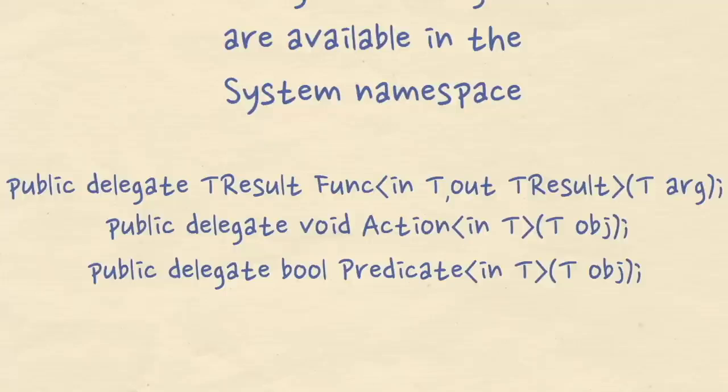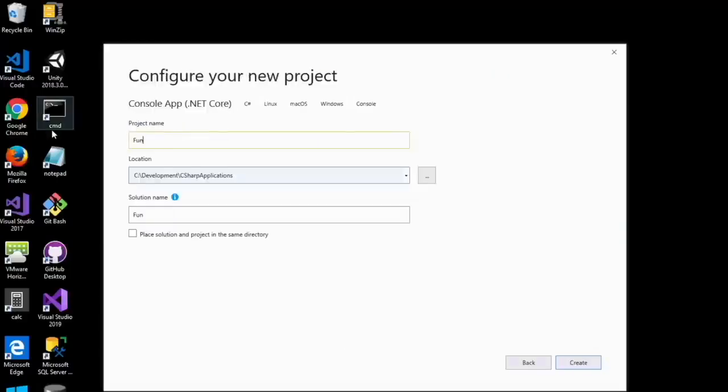func, action, and predicate. At the end of the tutorial, we'll look at an example of using an extension method that takes a predicate as an argument. Let's start by looking at an example using the func built-in generic delegate. Let's create a .NET Core Console project. I'll name this project and solution func action predicate examples.